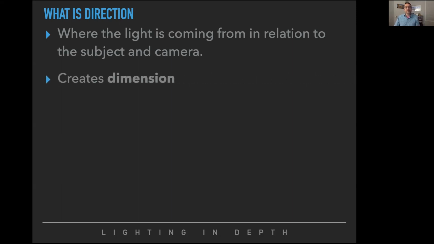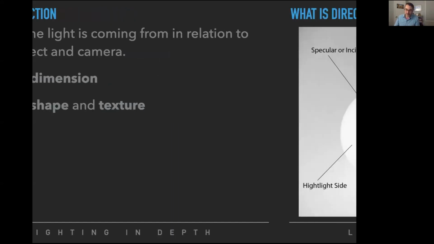This is what gives our subjects dimension. This is how we can understand three-dimensional shapes in a two-dimensional medium. How we know that's not a flat circle, that's a ball. It tells our brains that's not just a weird hexagon, that's a cube. The way that the light falls on the subject shows us not just its edges or its shapes, but it can also reveal the texture of the surface.